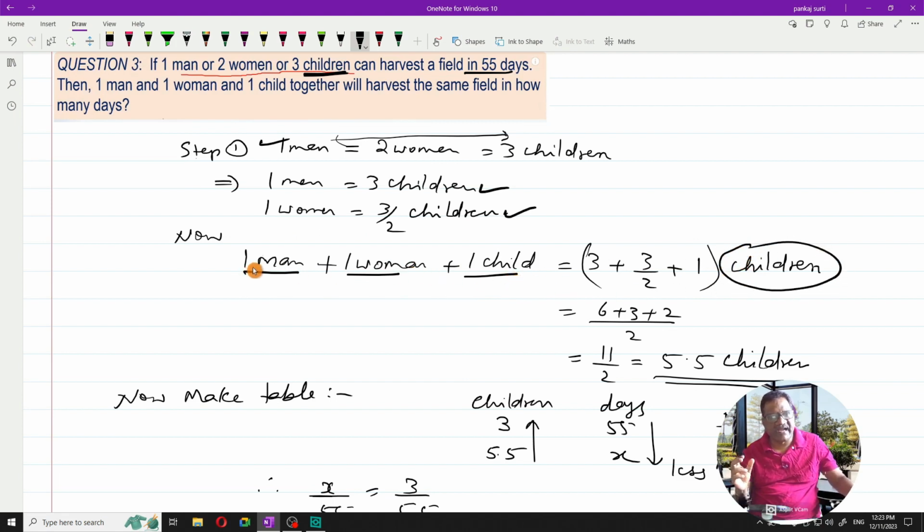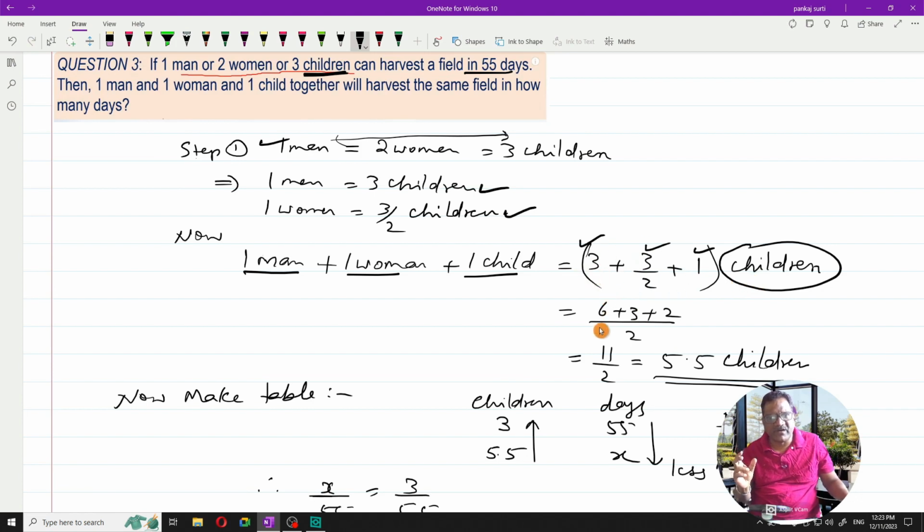Okay. So I know one man is how many children? One man is equal to 3 children. So instead of one man, I'll write 3 children. Instead of one woman, I'll write 3 by 2 children, and one child, I'm going to write one child only. So all these three numbers, when I add up, will get converted into a single quantity, which is children.